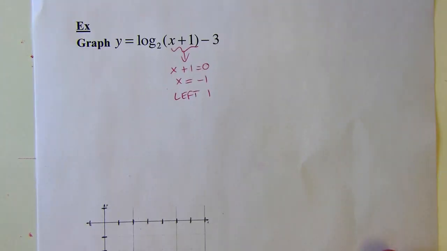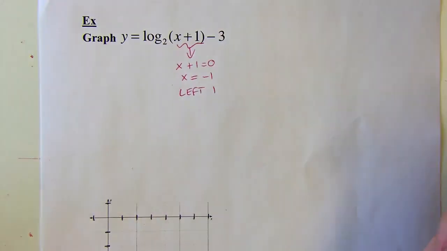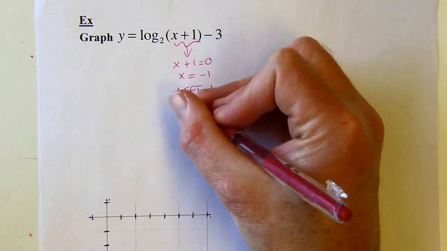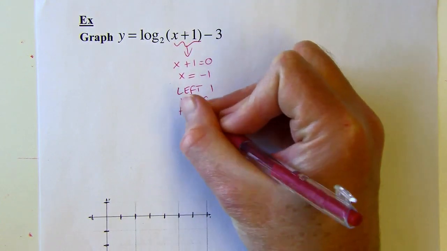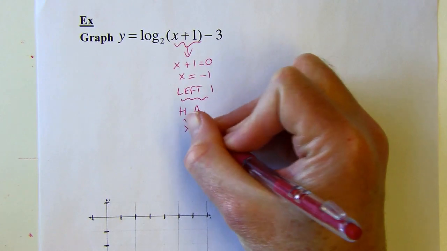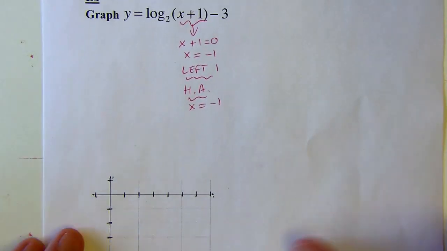But, hey, if you have a vertical asymptote and it moves left or right, that is going to make a big difference. Okay. So the movement left or right, which comes from the contents of the parentheses, the contents of the log, that is going to determine the vertical asymptote. So my vertical asymptote is going to be x equals negative 1, okay?